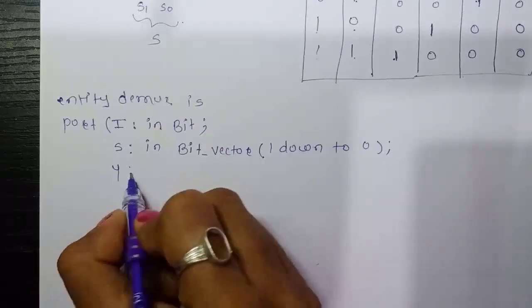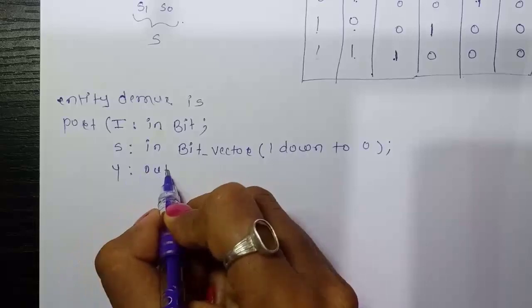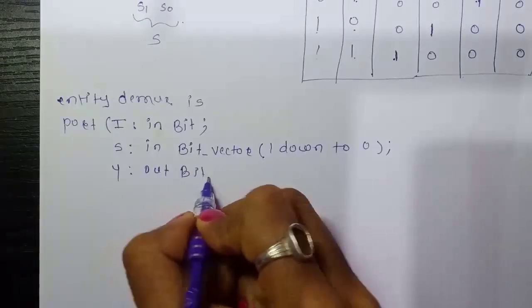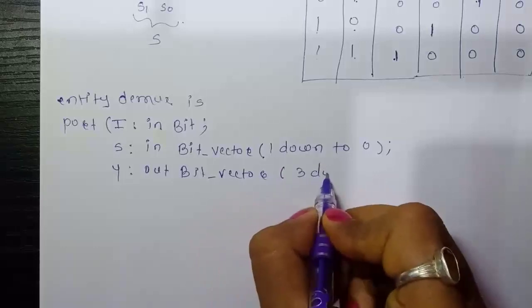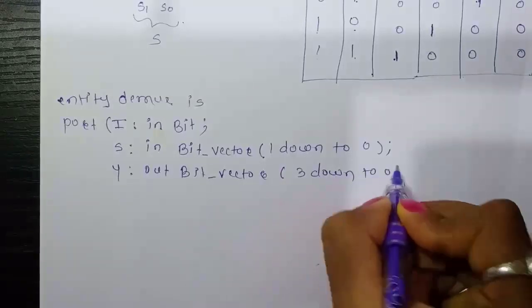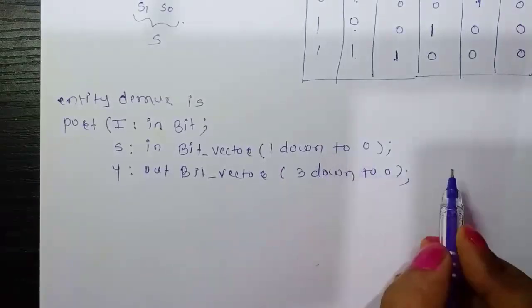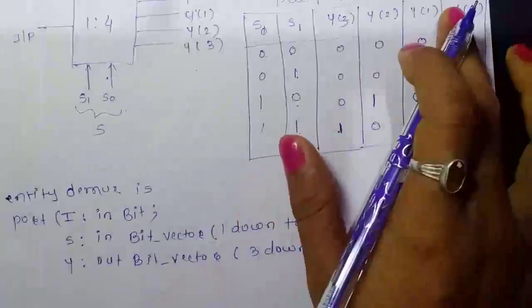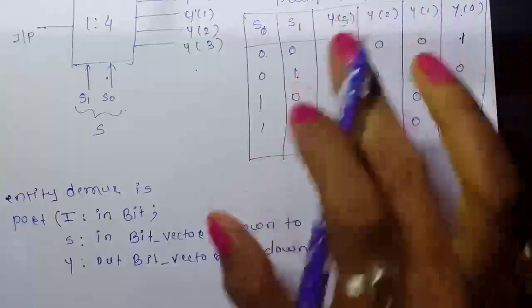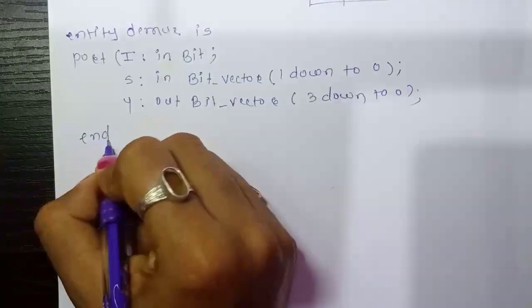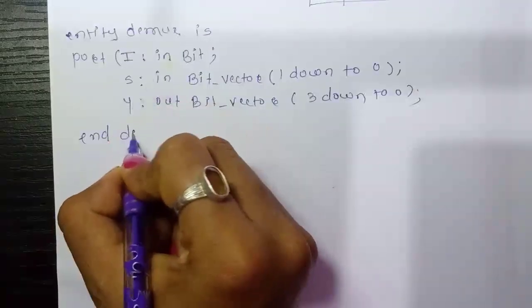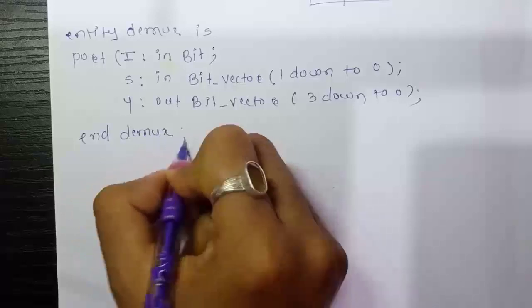Then Y is the output port. So Y is an out bit vector, 3 down to 0. You can also write it as 0 to 3. That means Y0, Y1, Y2 and Y3. After that we have to end our entity. So end the entity, whose name is demux.